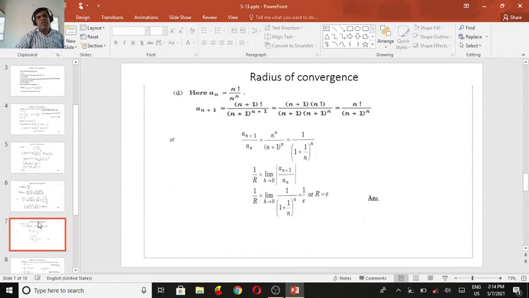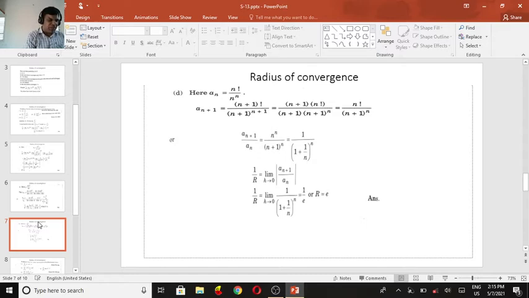Now, if we take one more example. Suppose a_n is equal to n factorial divided by n power n. Again, apply the ratio test. a_{n+1} is equal to (n+1) factorial divided by (n+1) whole power n+1. Again, (n+1) into n factorial divided by (n+1) into (n+1) whole power n. So the (n+1) term in the numerator and denominator gets cancelled. We get n factorial divided by (n+1) whole power n.